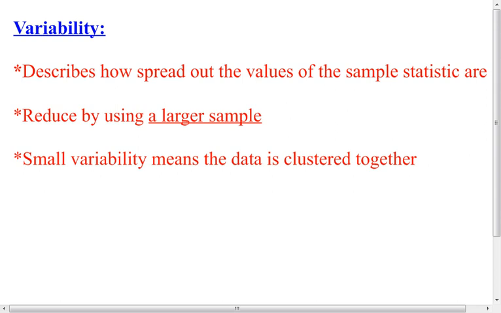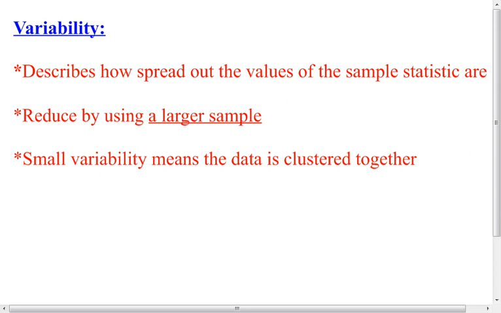Then there's variability. We talked a lot about variability when we were talking about standard deviation, when we talked about IQR and range. Those are all measures of spread or variability. And so variability, again, describes how spread out data is.